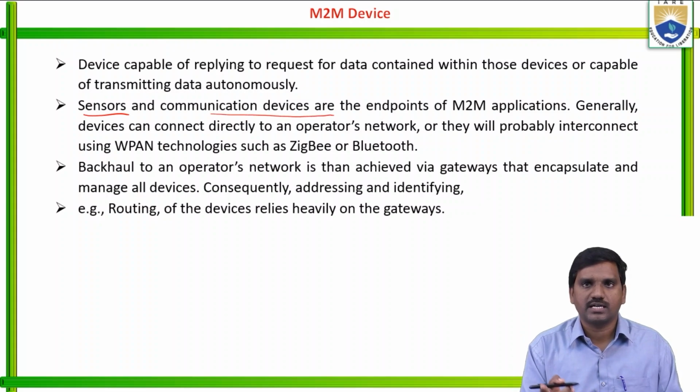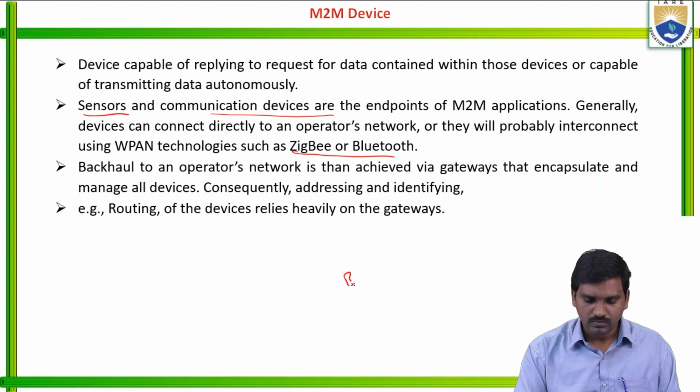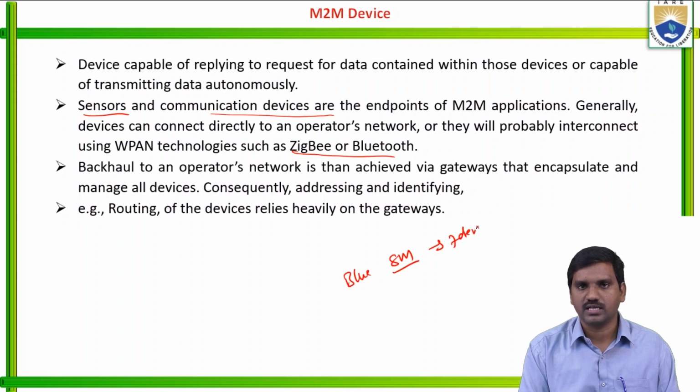Generally the device can connect directly to the operator's network, or they will probably interconnect using wireless PAN technology such as Zigbee or Bluetooth. Both Zigbee and Bluetooth are communication technologies, but the small difference is in range. Bluetooth is only 8 meters, and the maximum is 7 devices. In our mobiles also Bluetooth is available. Zigbee is not available.